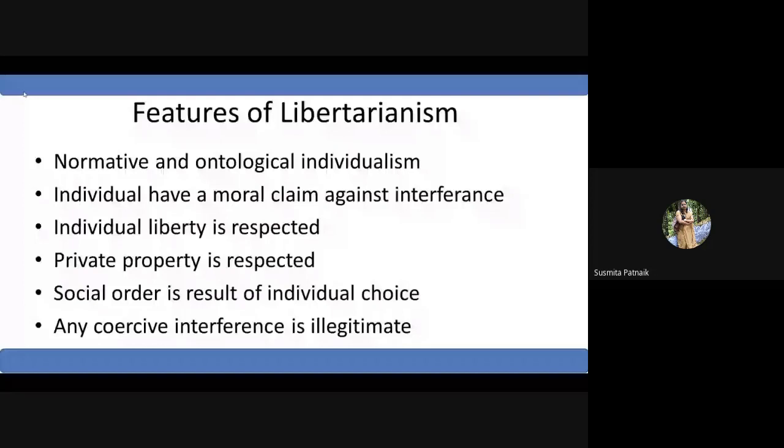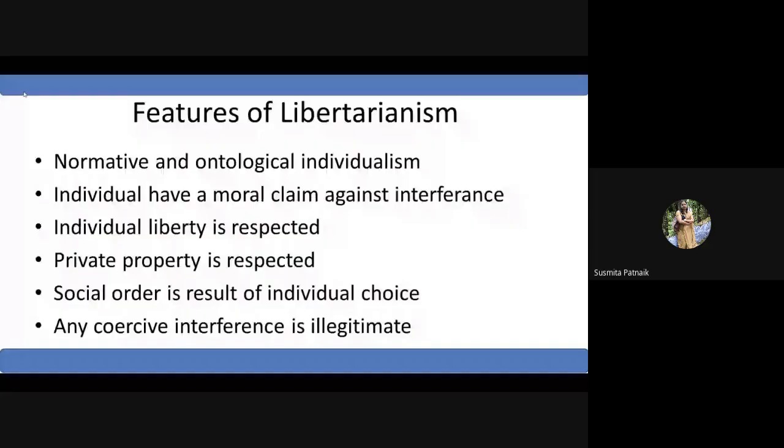Then the social order, the place of the individual in society, is only by his choice. That is what is called the individual's potentiality. In the state, the individual's position is determined by himself; a good child will be in a good position, a bad child in a bad position. So here, the social order is the result of individual's choice, and any coercive interference is illegitimate. So these are called the features of libertarianism.